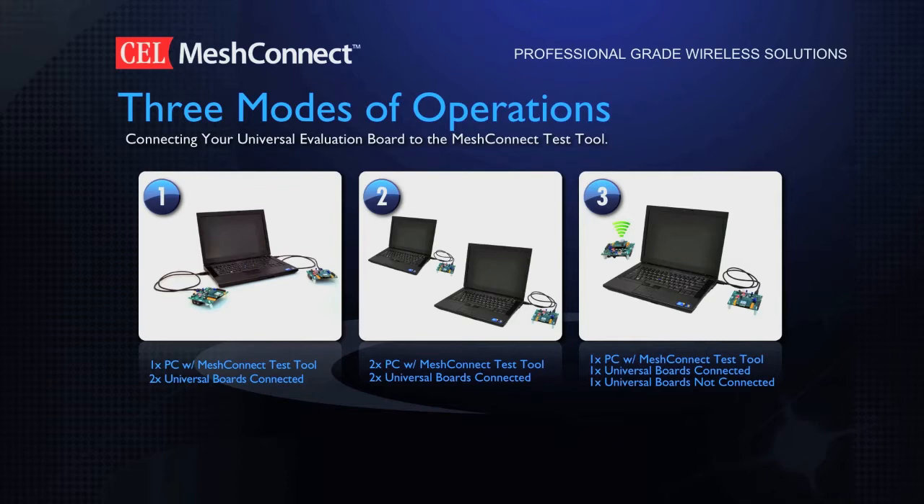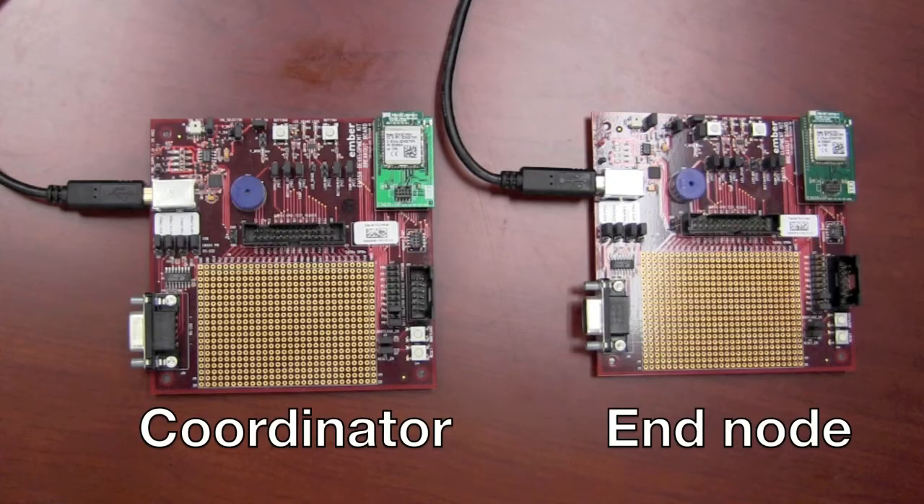Let's demonstrate the MeshConnect Test Tool software with Mode 1. One PC with MeshConnect Test Tool software, but instead of using the two universal boards connected, we will use two Ember breakout boards that are connected. Here I have connected two Ember breakout boards via USB port.